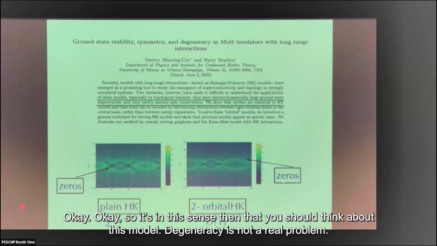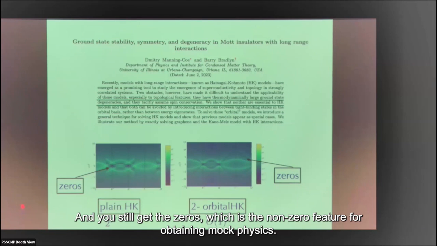Okay, so it's in this sense then that you should think about this model: degeneracy is not a real problem, and you still get the zeros, which is the non-zero feature for obtaining Mott physics.